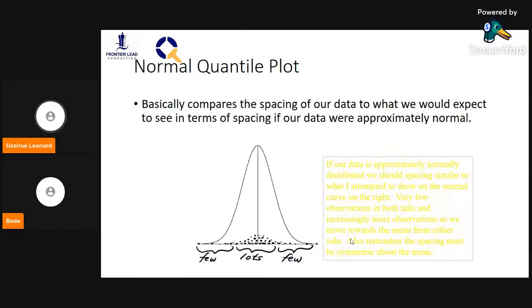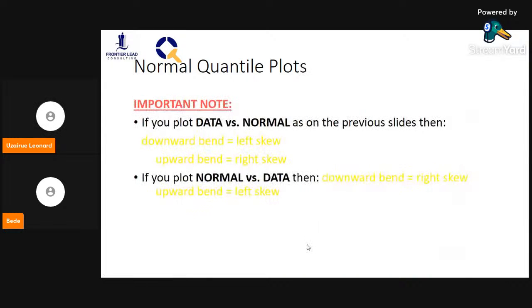Now, if data is approximately normally distributed, the spacing differences between them should be similar. It therefore means that the differences between here and here should almost be the same. But if they are not normally distributed, you see some kind of deviation in the data.